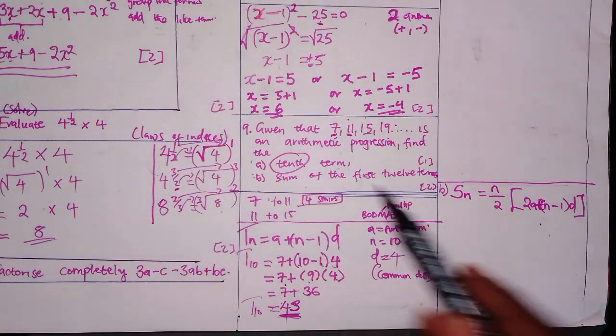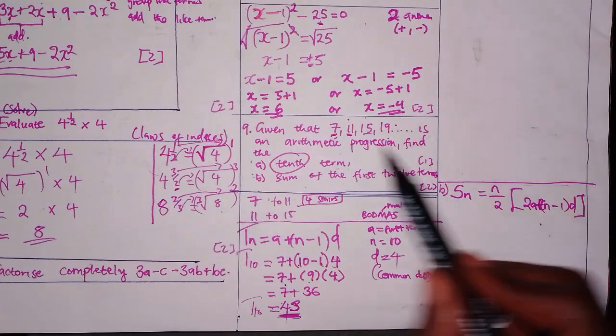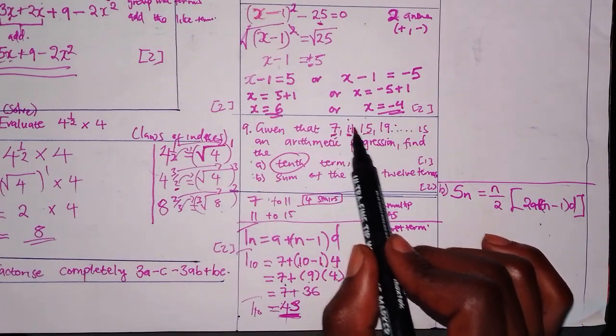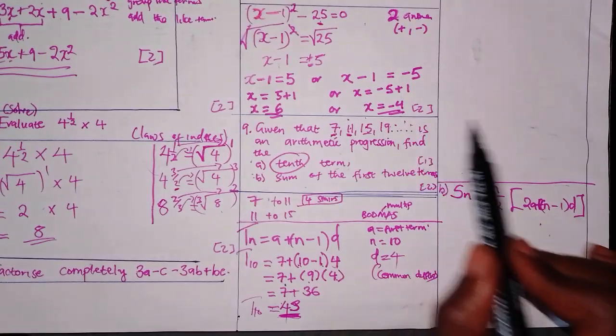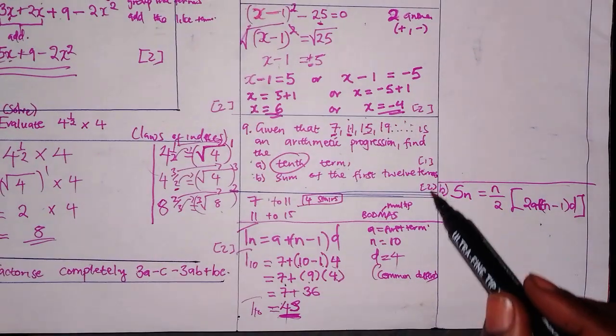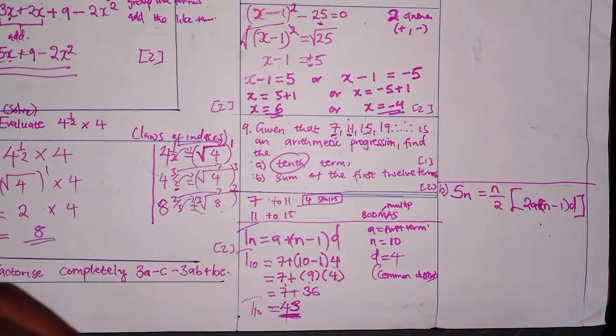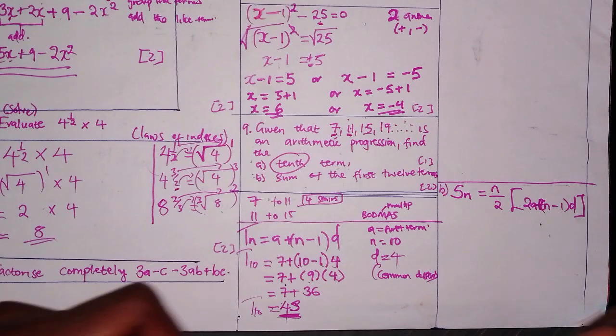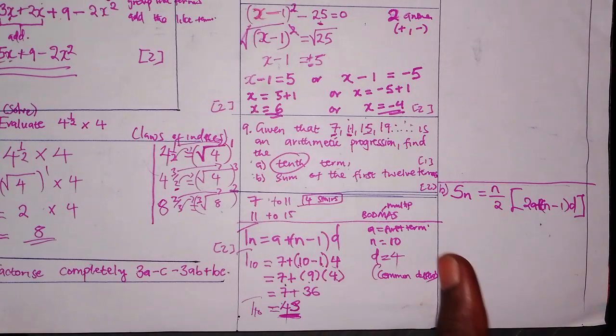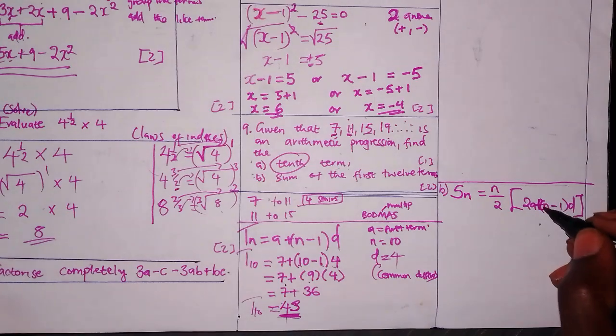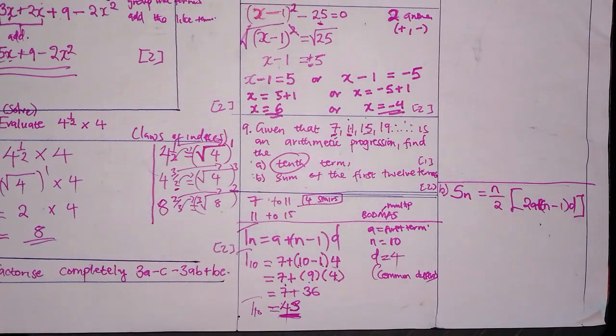Of course, if you start adding, you don't have a calculator. You can't add 7 plus 11 plus 15 plus 19 plus until you reach the 12th term. It will take a lot of your time. So that's why there is this formula. So you need to remember these formulas for your paper 1. These are the only formulas, I think, which you have to remember in paper 1.